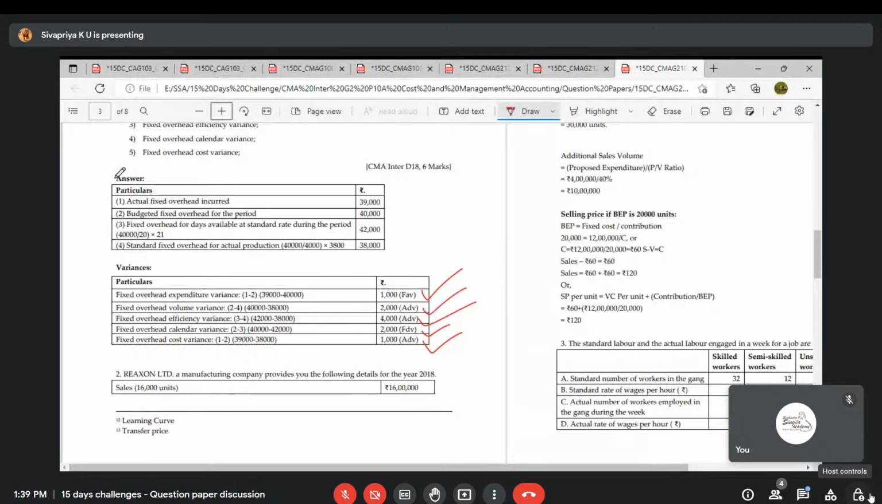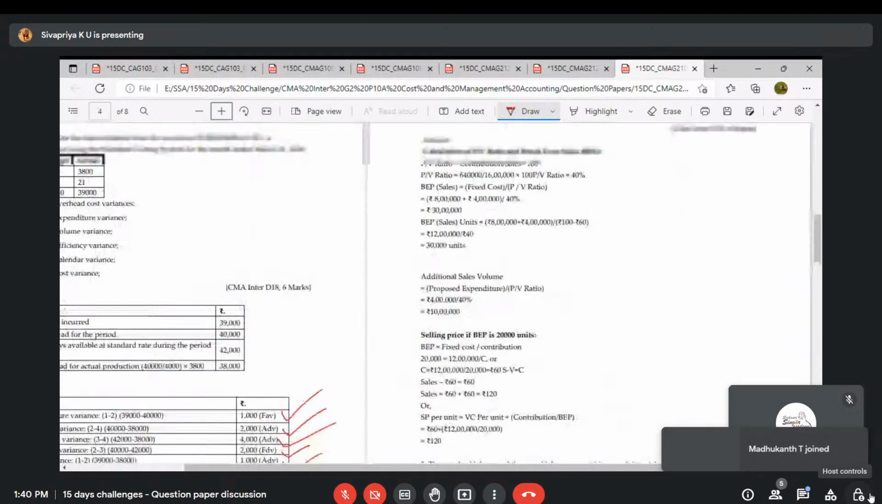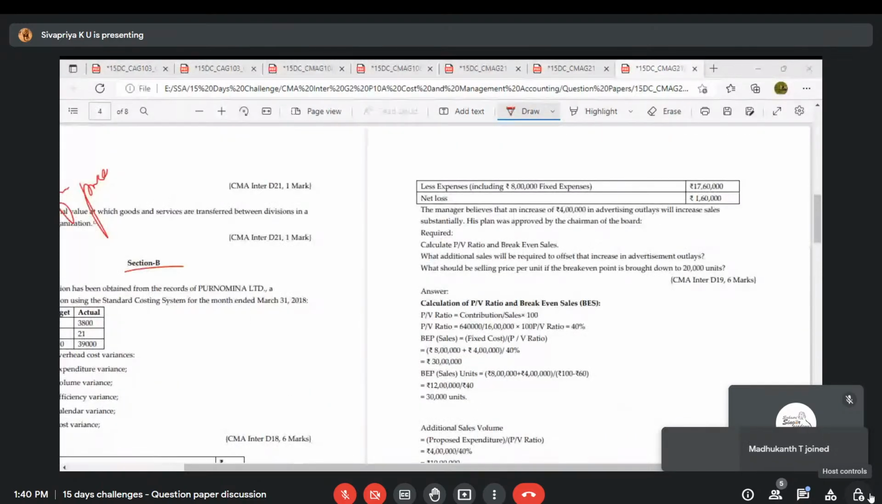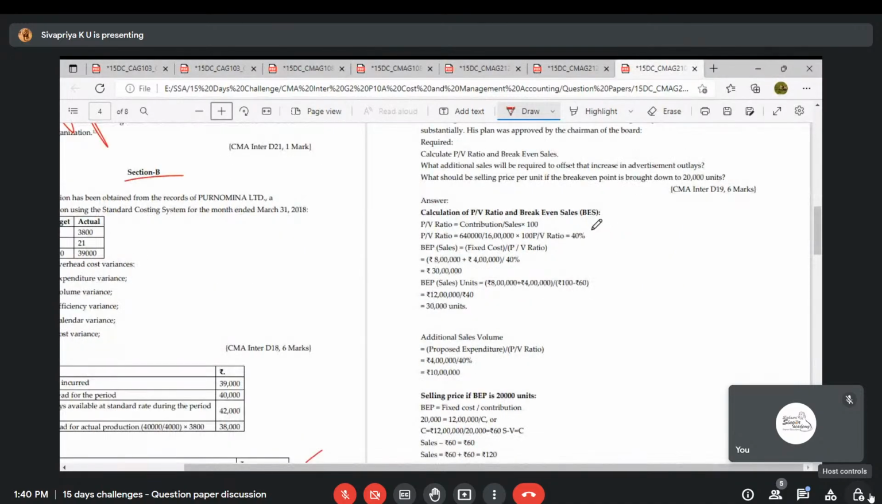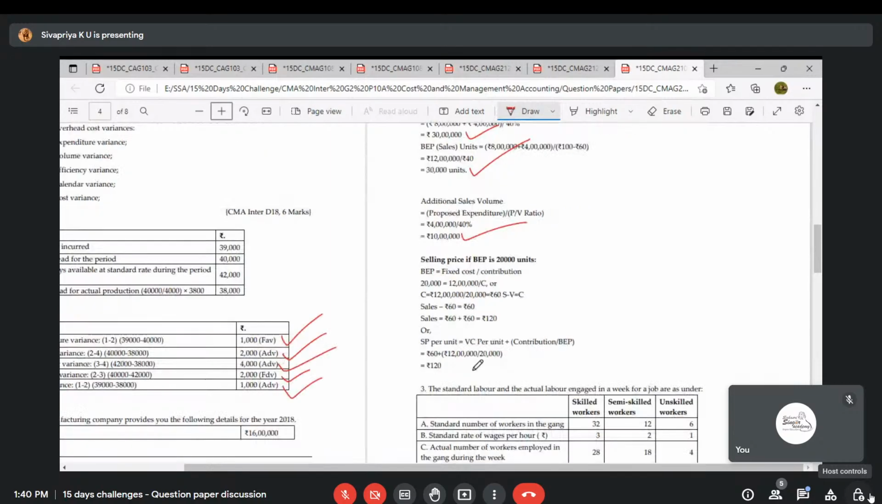Question number 2. First we have to calculate the PV ratio. PV ratio 40%, break-even point 30 lakhs or 30,000 units. Additional sales volume required is 10 lakhs. Selling price if BEP is 20,000 units, 120 is the answer.